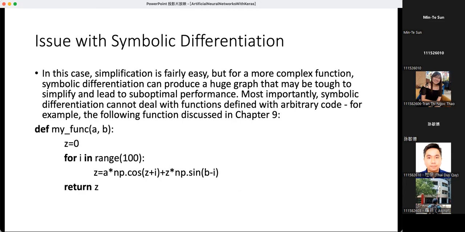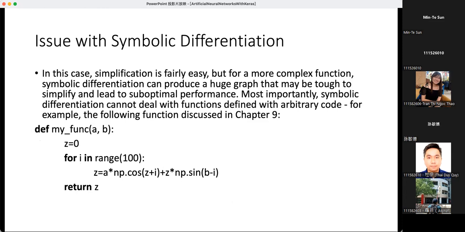The third issue for symbolic differentiation is that it cannot deal with a function that is defined by, for example, a computer program. For example, this function, my function. Obviously this function looks a little bit strange, but if you try to use symbolic differentiation, it doesn't work for a function like this, unfortunately.